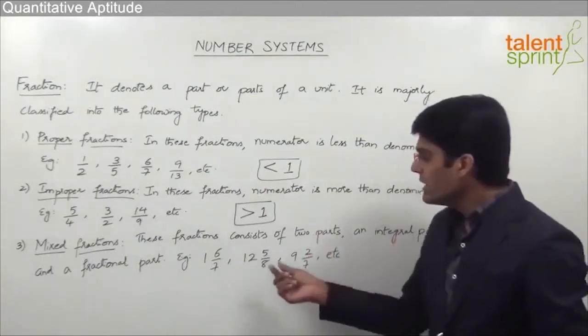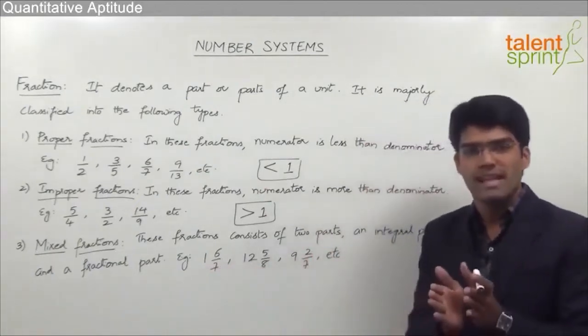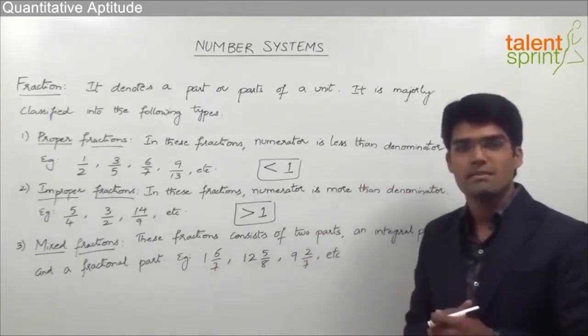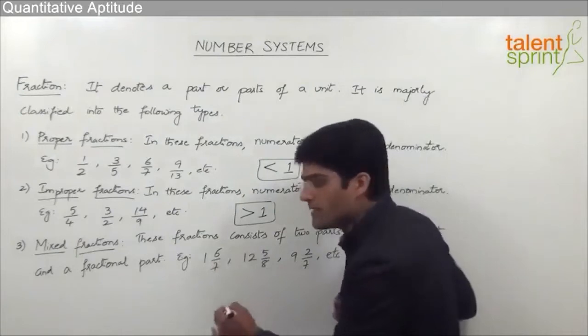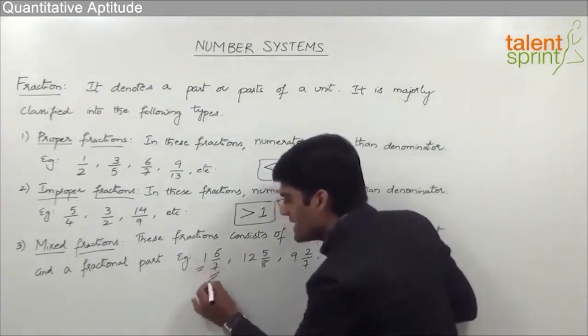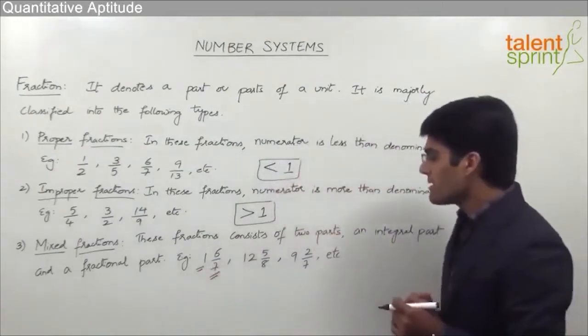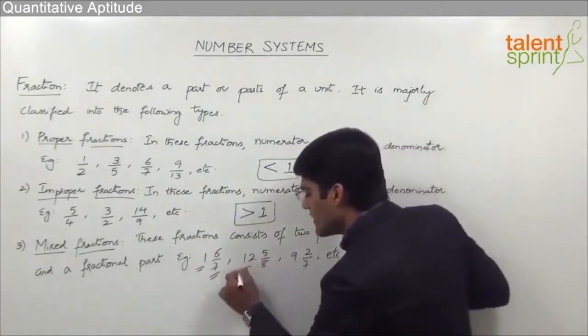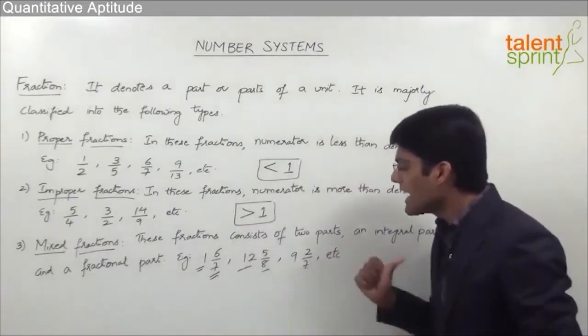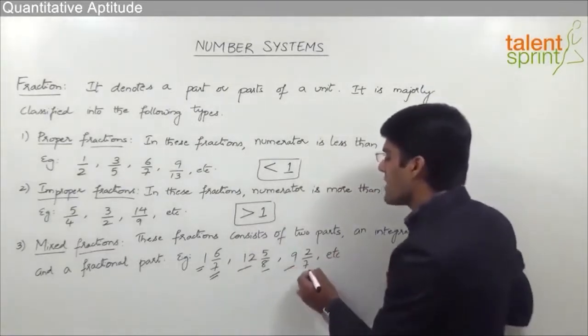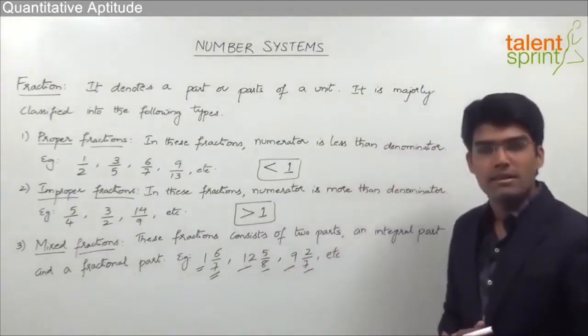So as you can see here, each of these fractions has two parts, an integer part and a fraction part. For example, in the first case here, we have 1 6 by 7. So 1 is the integer part and 6 by 7 is the fractional part. Similarly, 12 5 by 8. Here 12 is the integer part and 5 by 8 is the fraction part. And likewise in 9 2 by 7, 9 is the integer part and 2 by 7 is the fraction part.